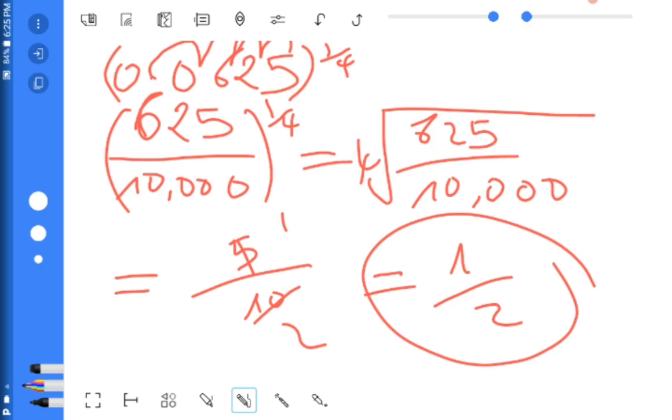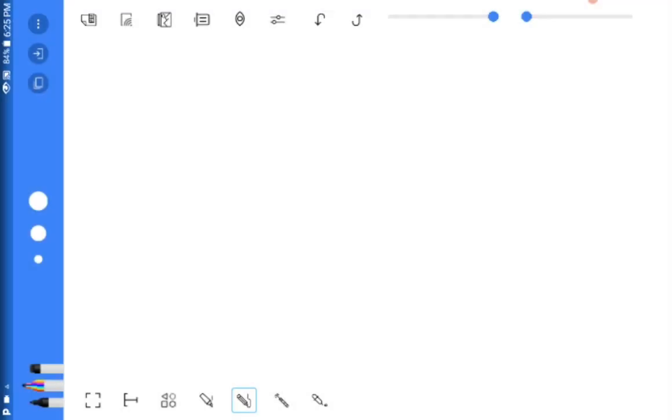Next question. Also simplify. After this, you take just one more question. 64 divided by 27, all this to the power of negative 2/3.